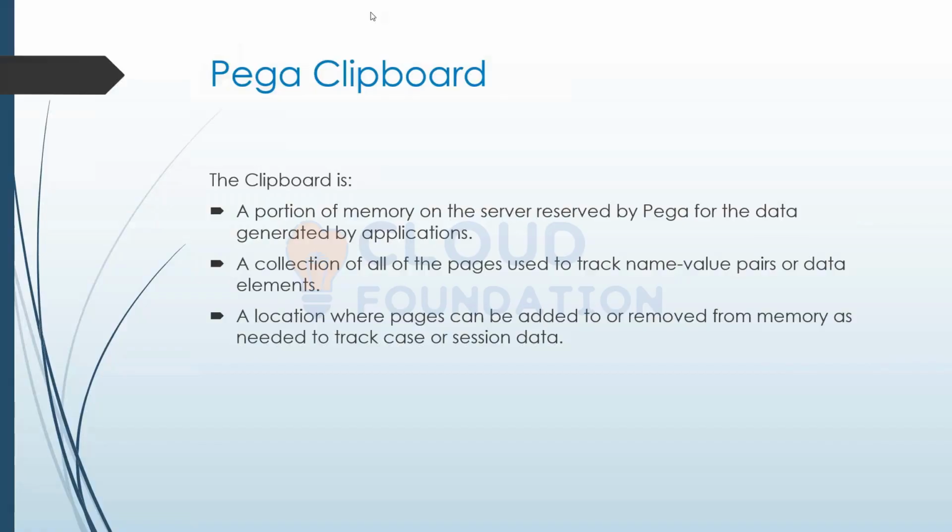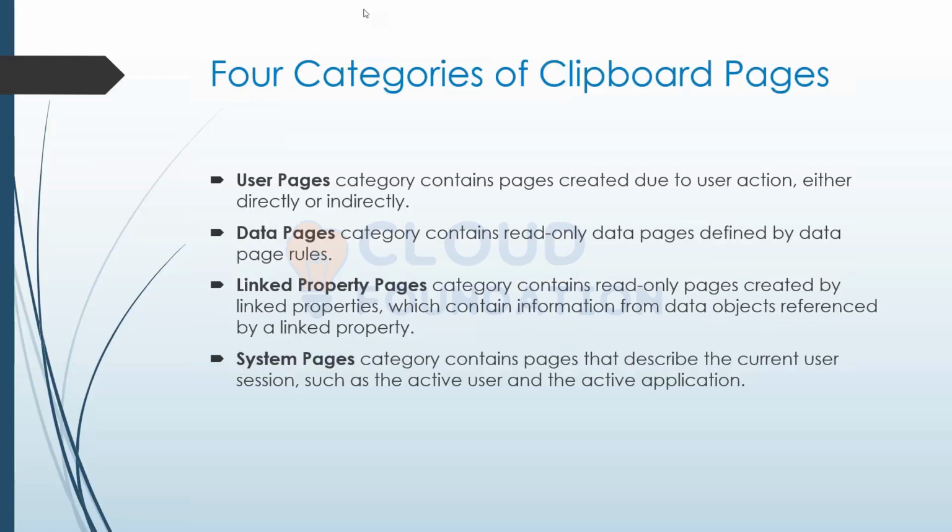Within the clipboard, if you observe, you get to see a lot of pages. Pages as in not the page concept that we discussed yesterday. Page as in here, a collection of data elements, you could say. There are a lot of pages within the clipboard. But what we are interested in are these 4 categories of the clipboard pages. I have something called user pages, then data pages, then I have some linked property pages and system pages. Now, what are these? How is each one of them significant?